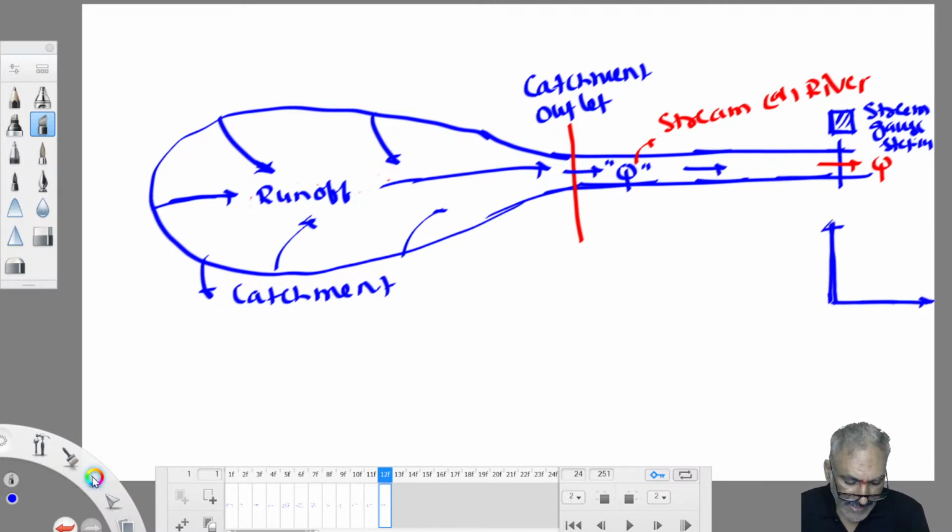Therefore, indirectly we measure the runoff resulting from a catchment by measuring stream discharge. If the catchment stops draining runoff, there is no discharge in the stream. If the catchment drains runoff into the stream, then there is a discharge in the stream. Therefore, that part we measure. Is it clear now?